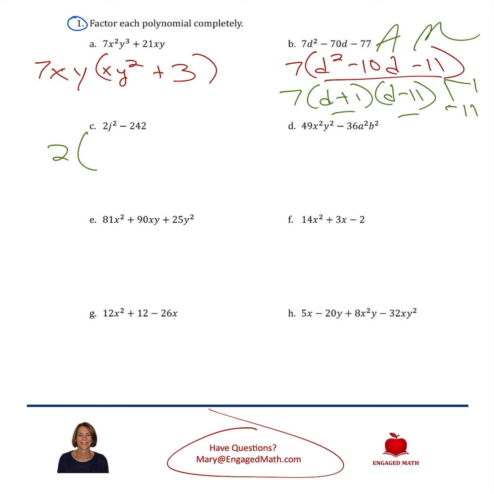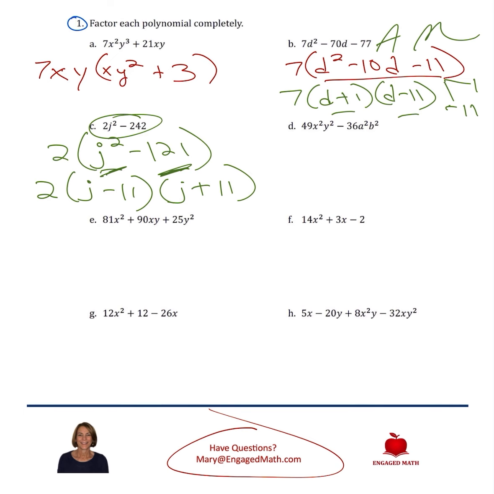GCF is 2. So we have 2 times j squared minus 121. So now all we have to do is say, all right, there's 2 terms. With 2 terms, we're always looking for the difference of 2 squares if it can factor again. Since j squared is a perfect square and 121 is a perfect square, we write the 2 again. The 2 has to be rewritten. And then we simply take the square root of the first, which is j, the square root of the second, which is 11, and then we do the same exact thing, but instead of a minus, we put a plus. Feel free to multiply that out and see that you would get back to that original.